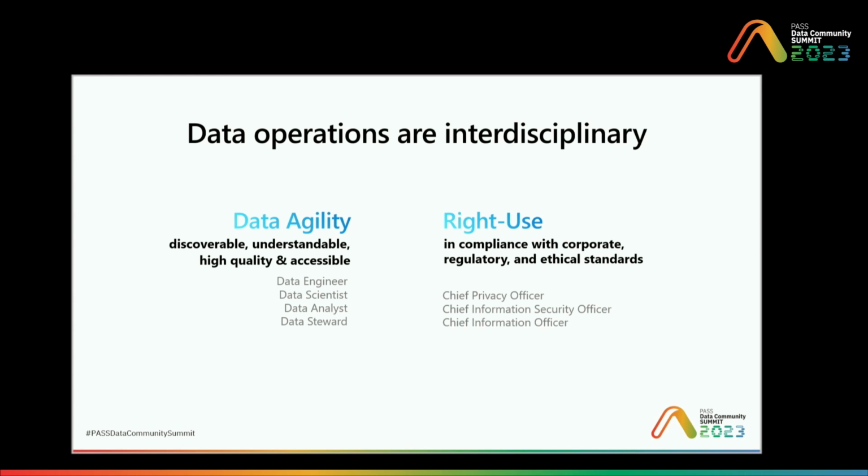So what we're learning from the market is data operations are increasingly interdisciplinary. And what we mean by that is data agility and right use go hand in hand. So we have all of our data engineers and scientists across the entire organization who want to find the data that's relevant to them to add business value, while at the same time, we have our chief privacy officers and our CISOs who want to make sure that all of that data is used rightly. It's in compliance with corporate and legal regulation out there. So we're noticing that a lot of this goes hand in hand.